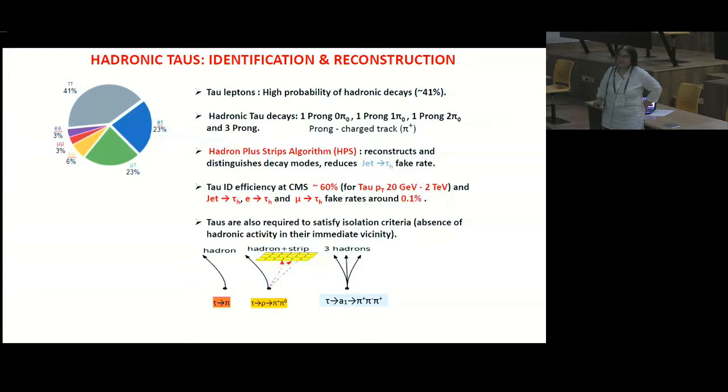And the fakes, which are the jet faking a tau, or an electron faking a tau, or a muon faking a tau, all this is possible, but these fake rates are very small. They are of the order of 0.1%.